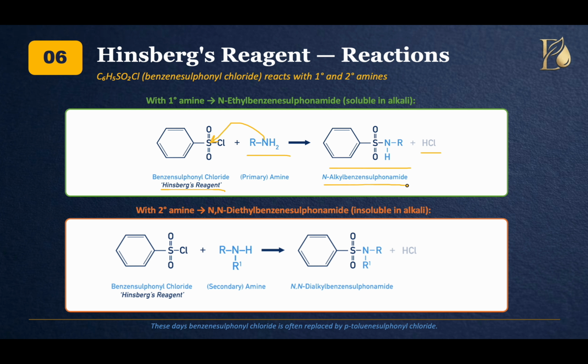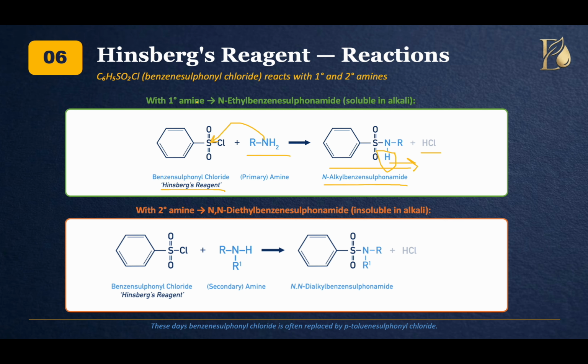This product still contains one hydrogen attached to nitrogen, and this hydrogen is acidic due to the strong electron withdrawing nature of the sulfonyl group. To sulfur, there are two oxygen atoms attached. Oxygen atoms are electronegative, so the hydrogen atom attached to nitrogen is highly reactive and can be easily cleaved. Therefore, in the presence of an alkali like NaOH or KOH, sodium hydroxide or potassium hydroxide, this acidic hydrogen is removed and the compound forms a soluble salt, making the product soluble in alkali.